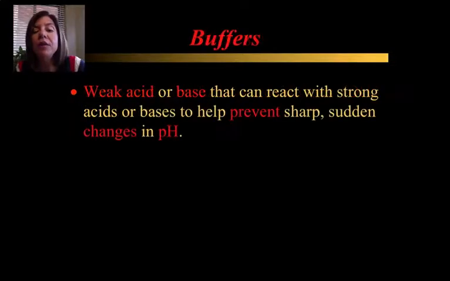Now, we have substances called buffers. Buffers are weak acids and bases that can react with strong acids and bases to prevent sharp, sudden changes in pH. So if we're doing an experiment and we want our solution to remain at a constant pH, we can add in a buffer, and these buffers will help to maintain the pH of our solution.